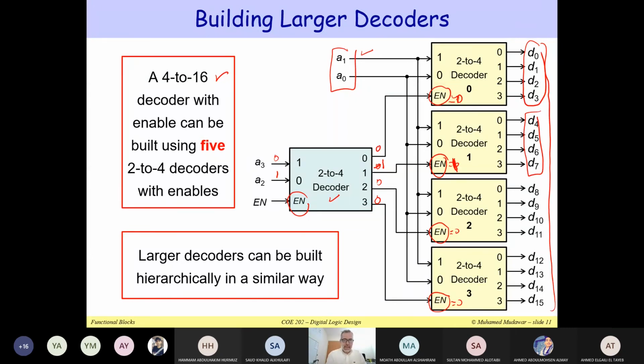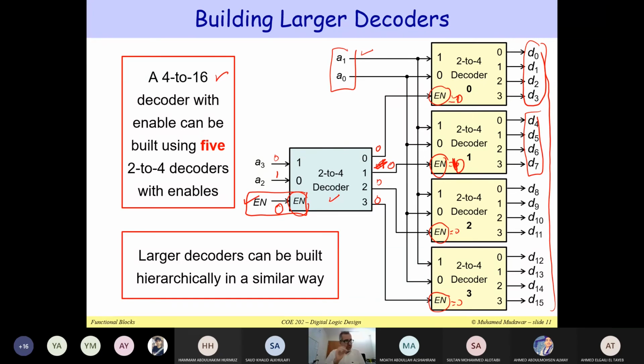Now notice that this decoder here also has an enable input. And if this enable is equal to 0, all of the decoders will be disabled, and all the outputs from D0 to D15 will be all zeros. So you can have all the outputs be zeros if this enable equals 0, because you are disabling all the decoders and producing 0 outputs. So that is a large decoder which is built hierarchically using small decoders.